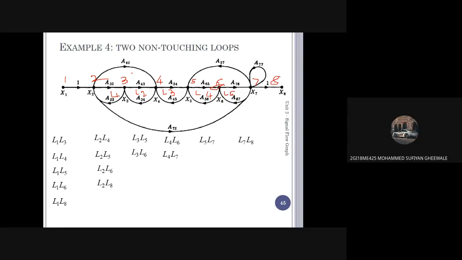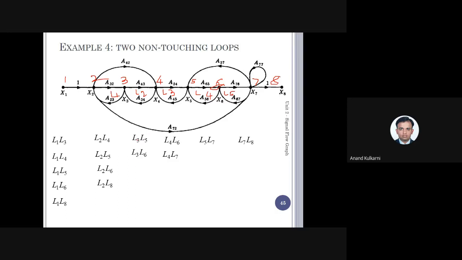Sir, when we are taking combinations, we should check which are not touching, no, sir? Yes, take those non-touching loops. If you observe here once again, you need not take L3, L1 again because it is already taken into consideration. L1, L3 or L3, L1 is already considered.